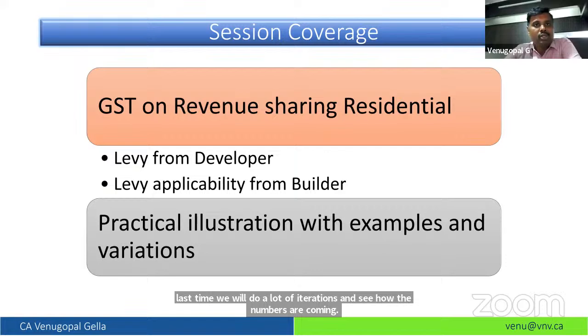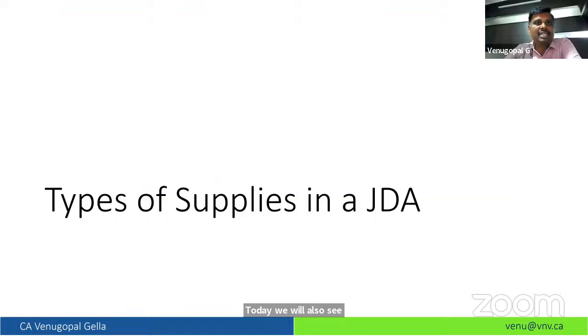Today, we will also see, compared with the previous area sharing that we have done, where we had some numbers, whether someone switches from area sharing to revenue sharing, will there be any change in the taxation?